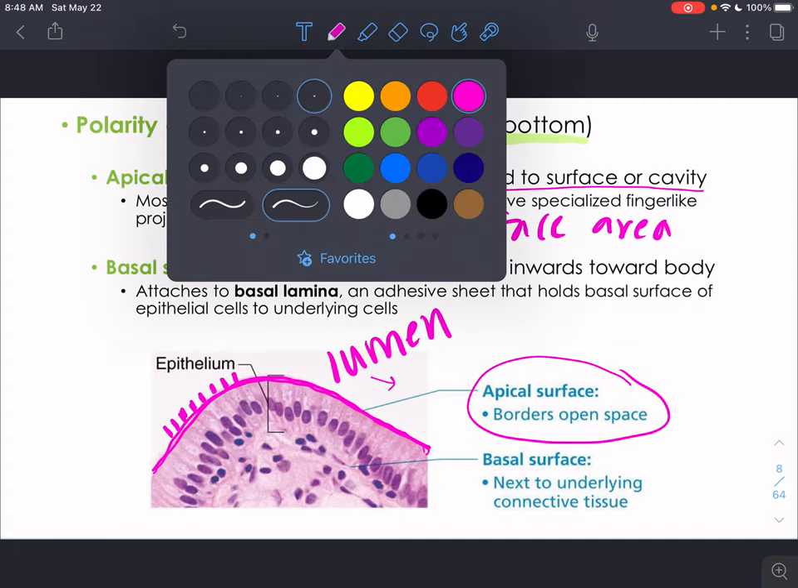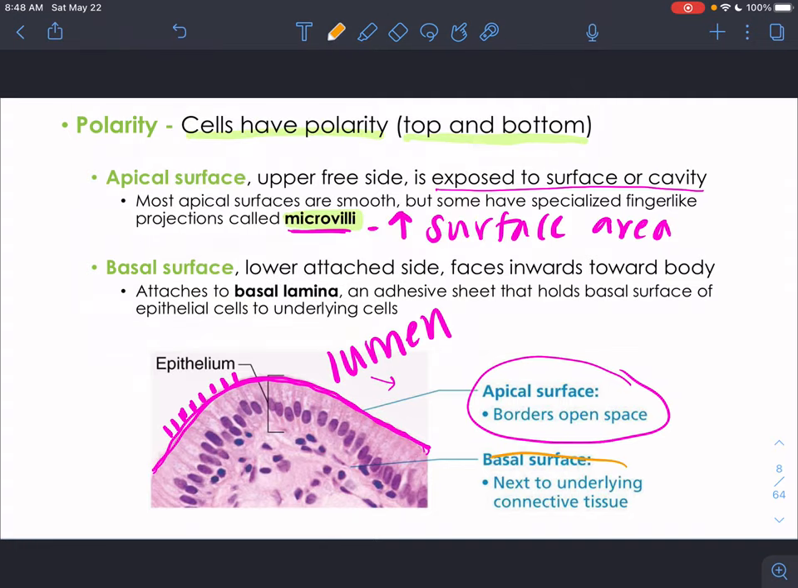So you have the apical surface on top. On the bottom, you have the basal surface. It's kind of harder to see because it's not next to this nice white lumen, but that's a decent outline, I think, maybe. The basal surface faces inwards towards the body. At the bottom of your epithelial tissue, you're going to have a layer of connective tissue. And again, connective tissue kind of just holds everything together.